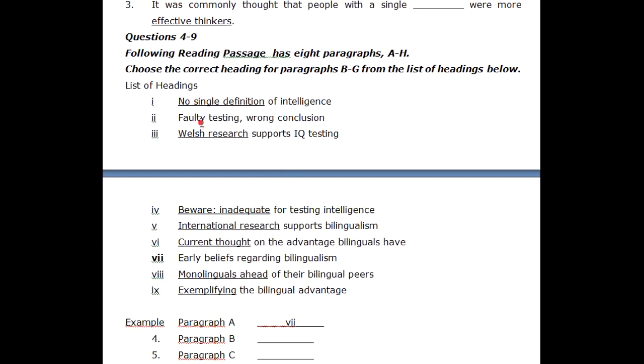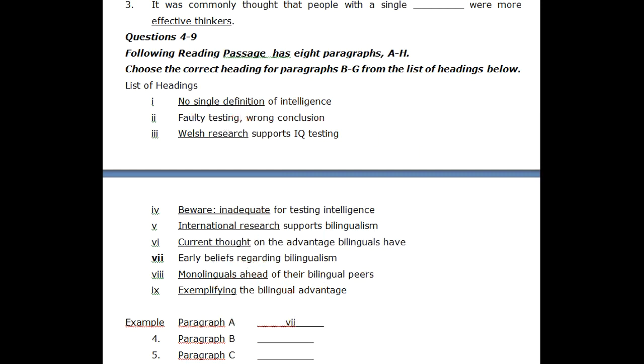Faulty testing, current thought, early beliefs regarding bilingual. Oh, this has already been done. Yeah, you have to be careful also. That cannot be the answer. Monolingual ahead of their bilinguals. Faulty testing. They're saying something wrong.